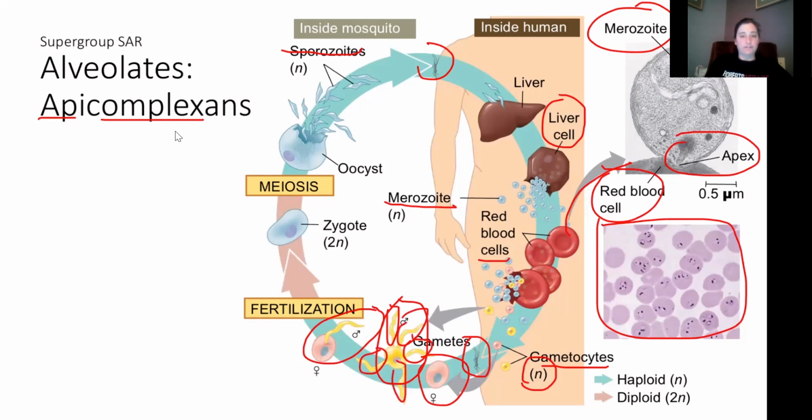Fertilization occurs. After fertilization, two haploid cells become a diploid cell. The zygote is diploid, which develops, and this is happening in the digestive tract, the gut of the mosquito. The zygote develops into an oocyst, which then explodes, releasing the sporozoites into the saliva of the mosquito, and this starts it all over again.